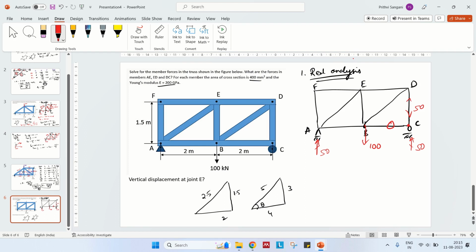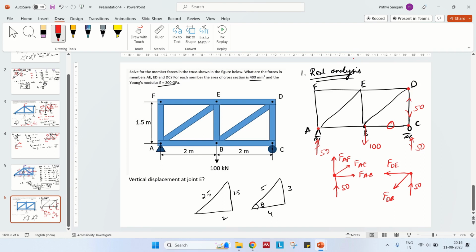Let us solve for joint A: 50 kilonewtons upwards, FAF, FAE, and FAB. We have only two equations of equilibrium at one joint, but three unknowns. So let us solve for this other joint, where we have one known and two unknowns, so we can find them with the two equilibrium equations. We have 50 in this direction, FDB. You can also use method of sections, but I find this more convenient.